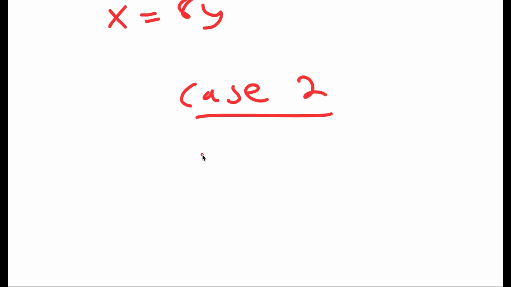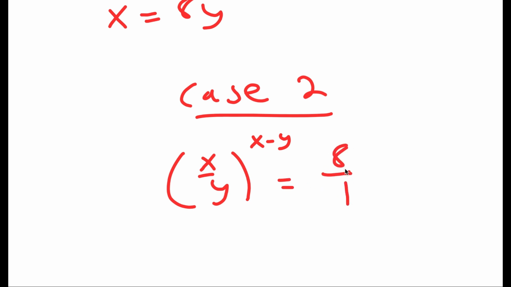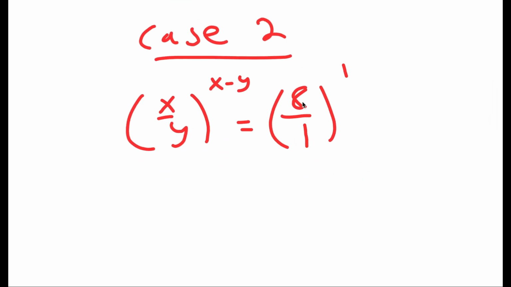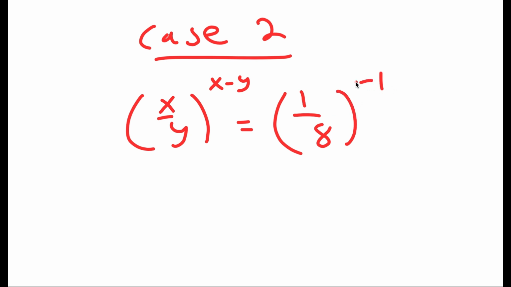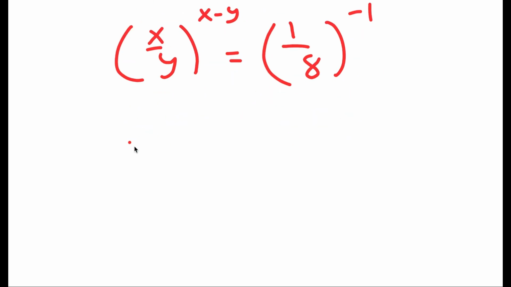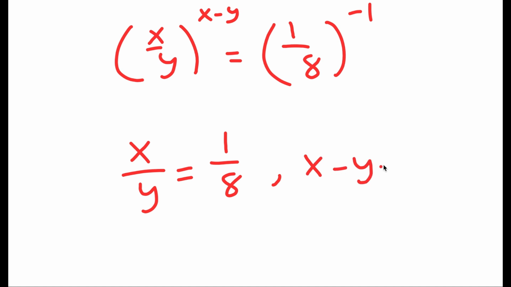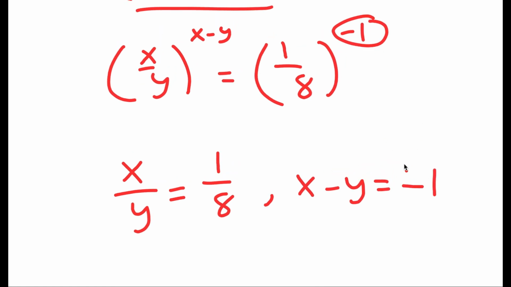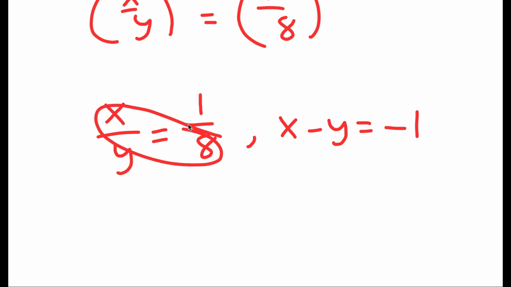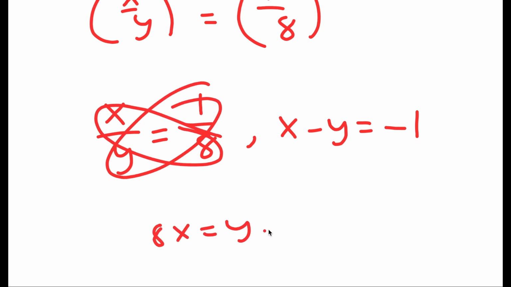So for case 2, I have x over y to the power of x minus y is equal to, again, 8 over 1 to the power of 1. But this time, I'm going to rewrite this as 1 over 8 to the power of negative 1, which is the same thing as 8 over 1 to the power of 1. And now, this means that x over y to the power of 1 is equal to 1 over 8, this means that x minus y is equal to negative 1. And if I cross multiply, 8x is equal to y.